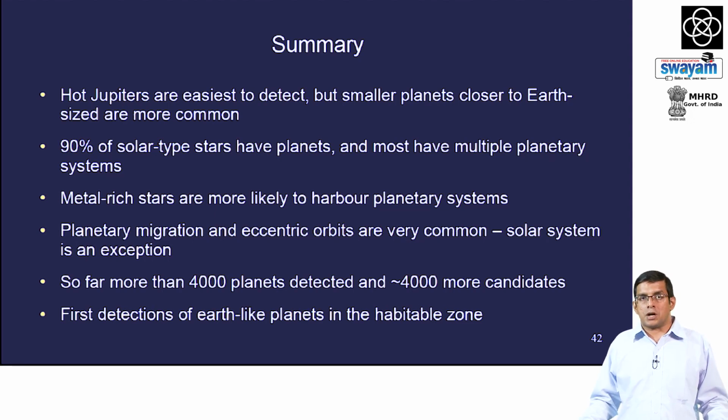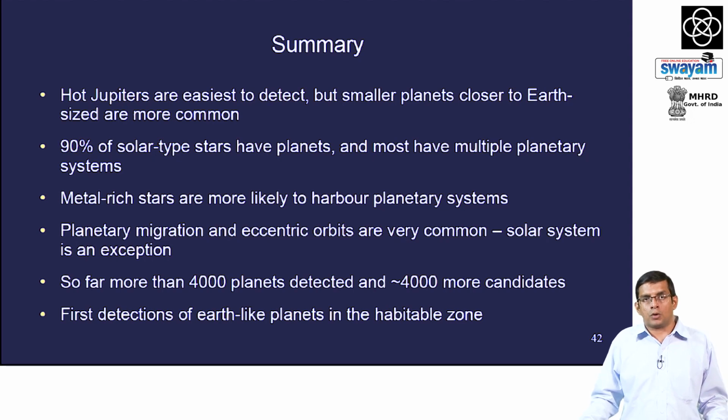90% of solar type stars have planets, and most have multiple planetary systems. Metal rich stars are more likely to harbor planetary systems. Planetary migration and eccentric orbits are very common, which is unlike our solar system, where we have fairly stable and fairly circular orbits. So the solar system looks like an exception if we compare it to other stellar systems.